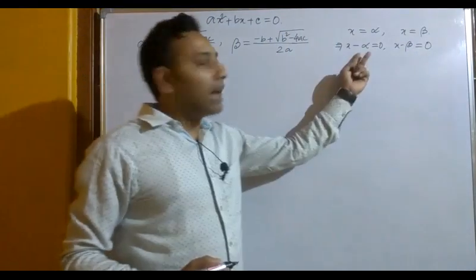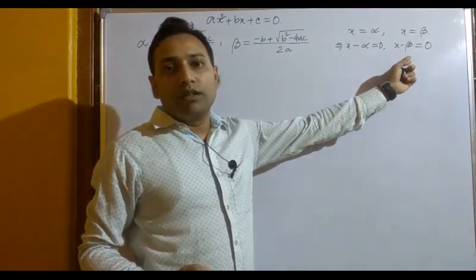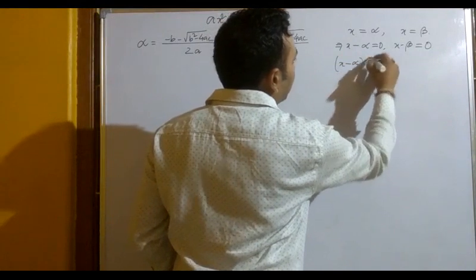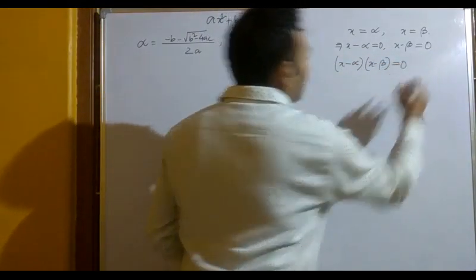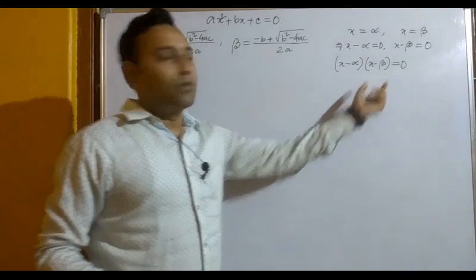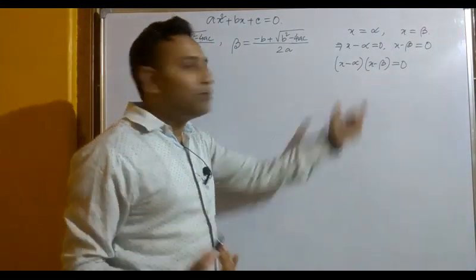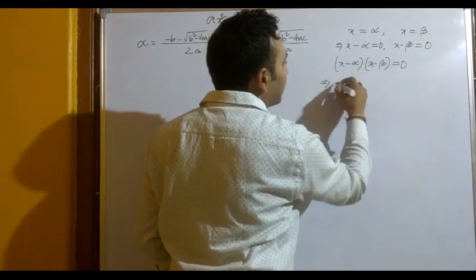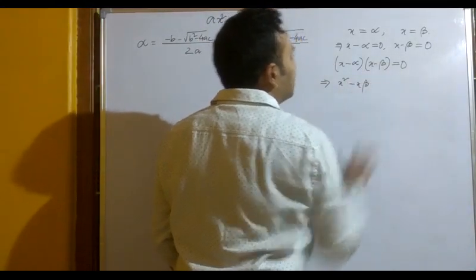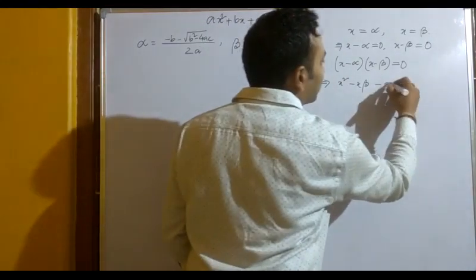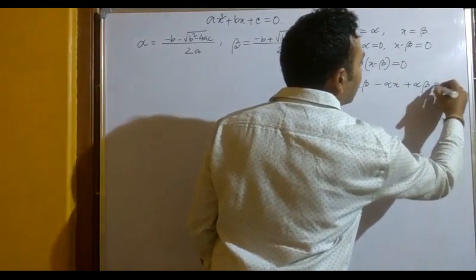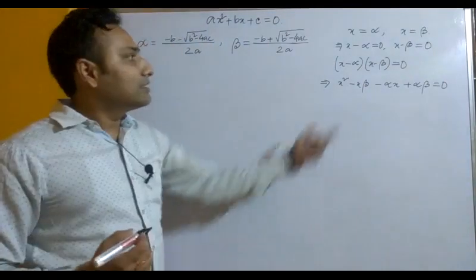Now since x minus alpha is equal to 0 and x minus beta is also equal to 0, if I multiply them, x minus alpha into x minus beta, the product will also become equal to 0, because individually each of them is equal to 0. Now if I simplify this one, let us see what happens. So I will get x into x, x square, x into minus beta, minus x beta, minus alpha into x, so minus alpha x, and minus alpha into minus beta is equal to plus alpha beta, equal to 0. So this is a simple simplification.